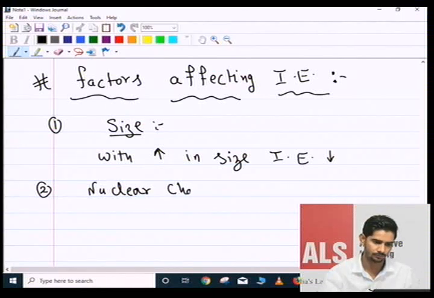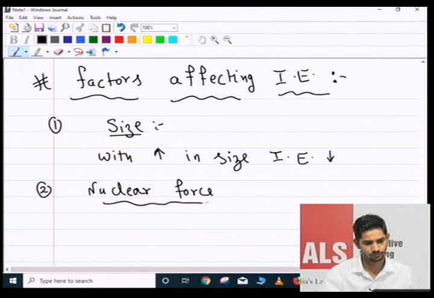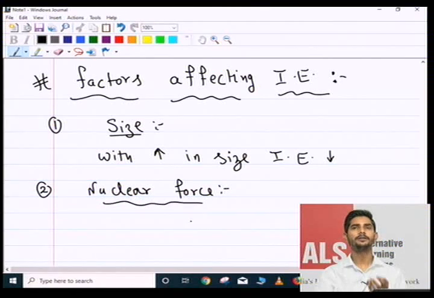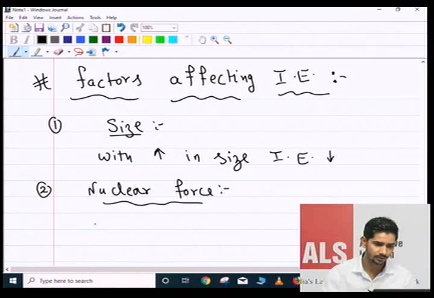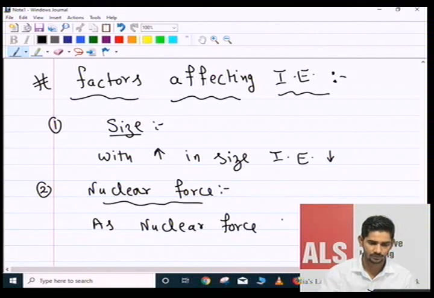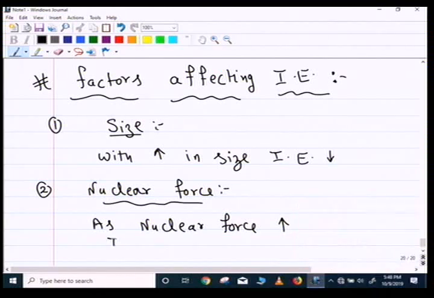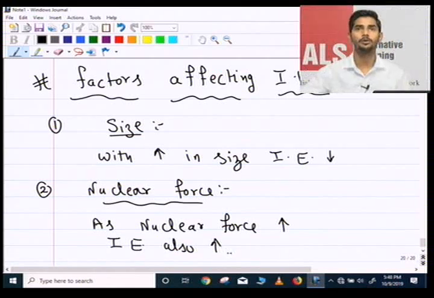Number 2. Nuclear charge, or we can say the nuclear force. Better word is nuclear force. Obviously, if nuclear force is increasing, it means that the outermost electron is feeling very, very high force. It means to remove the electron, we have to supply high energy. So we can say that as nuclear force or nuclear charge increases, ionization energy also increases. Please copy.